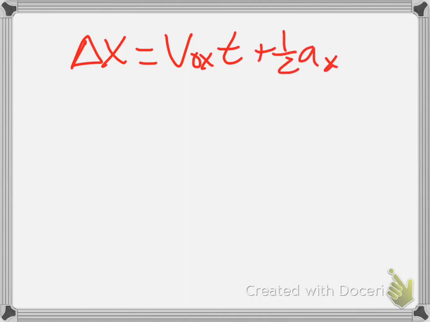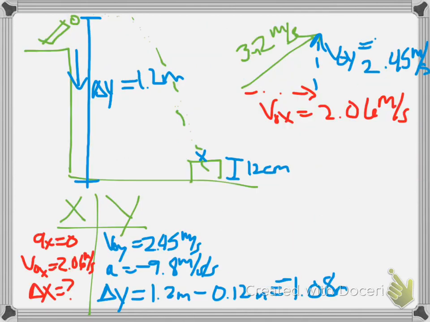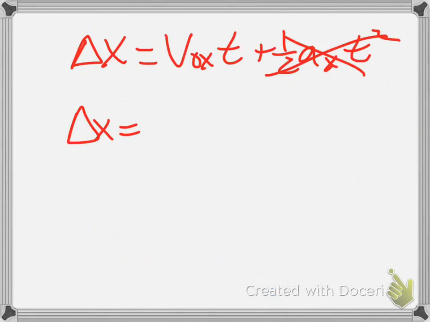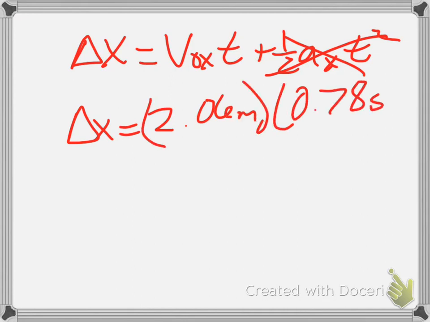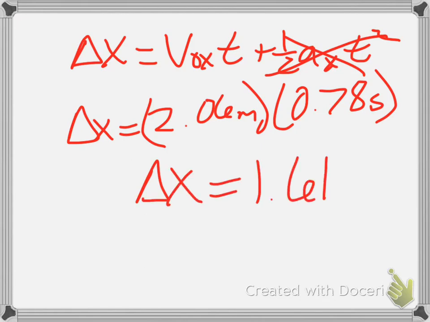So how do we figure out a delta x? Well, delta x is just going back to our normal equation. Delta x is equal to v0x times t plus 1/2 a in the x direction times t squared. But that goes away because it's 0. So our delta x then would be our initial velocity in the x direction, which I don't remember. I'm going to go back to my table and say, oh, it's 2.06 meters per second multiplied by a time of 0.78 seconds. And we would get a delta x of, drum roll please, 1.61 meters. So if you put the cup 1.61 meters away from the marble launcher, then you would have a good chance of it just landing right inside the cup.